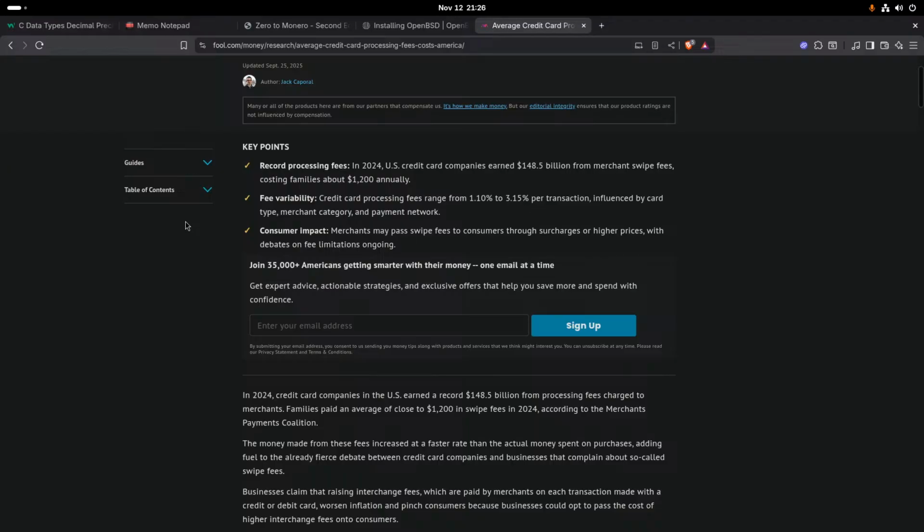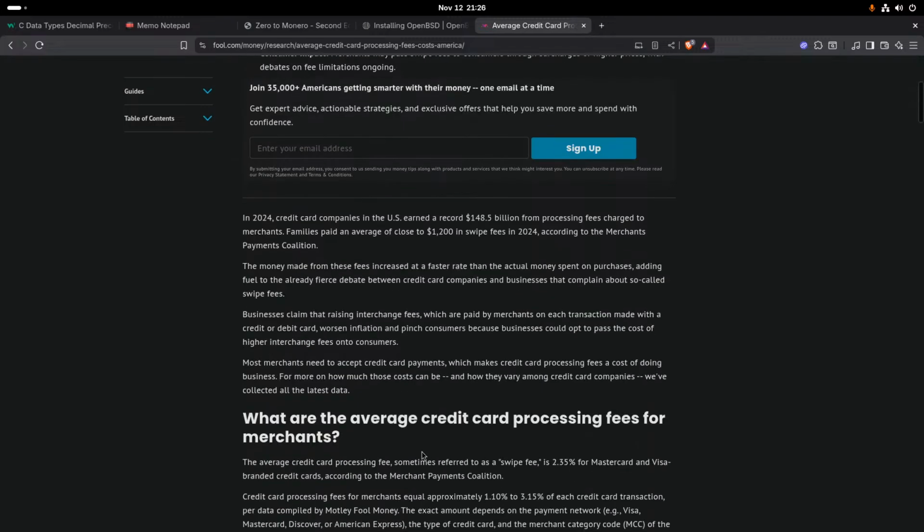In record 2024, the credit card companies earned about $148 billion from merchant swipe fees, costing families about $1,200 annually. So let's say families paid an average of $1,200 in swipe fees in 2024, according to merchants' payment collection. Fees increased at a faster rate than the actual money spent on purchases.